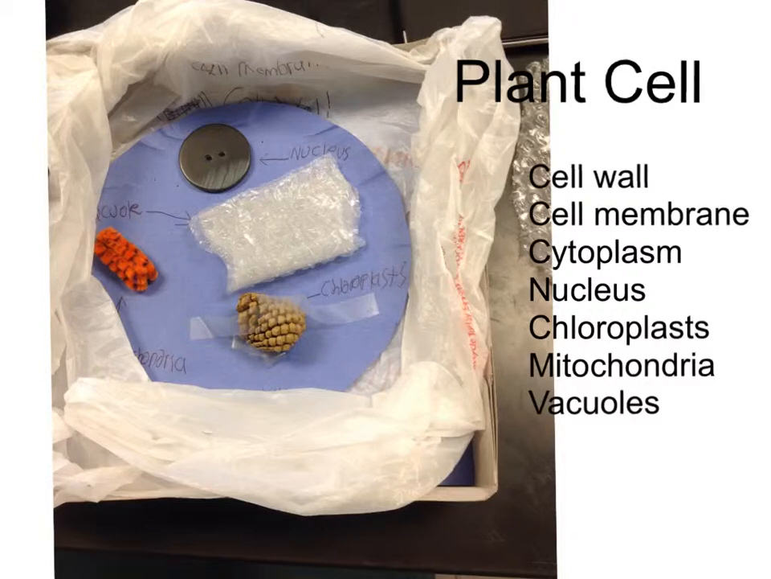Chloroplasts and mitochondria. These organelles make the food and energy for the cell. The chloroplasts are only found in plant cells and help make a plant green. Mitochondria are found in both plant and animal cells.